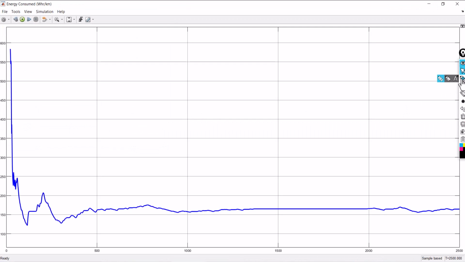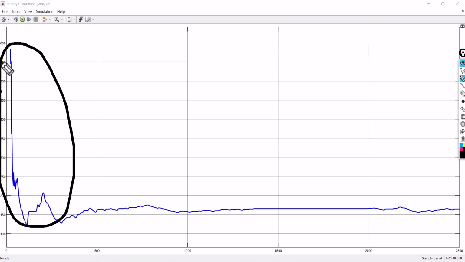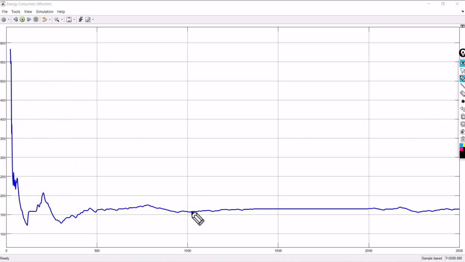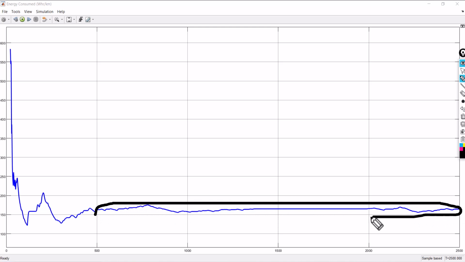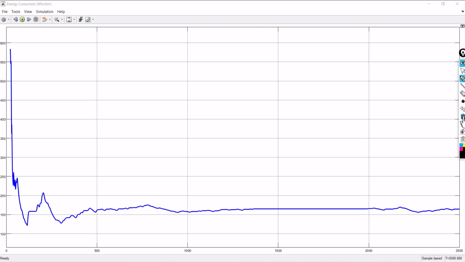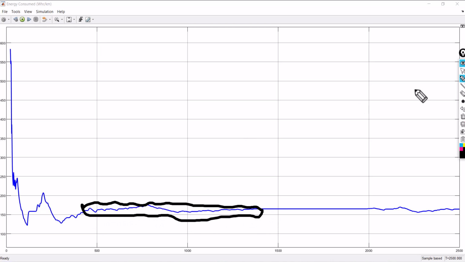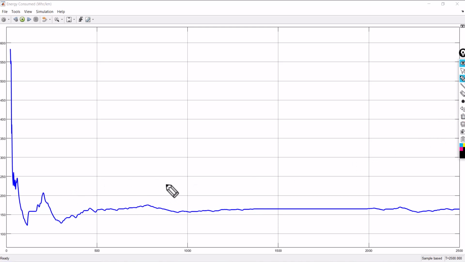Always the initial energy consumption will be very high. Don't consider this initial energy consumption. Instead, see, somewhere it is settled. After some period of time, the energy consumption will be settled. So I'm taking this value. Of course, this is an energy consumption, even though it is a variable one, you can fix it as a constant value. As of now, I'm fixing it at 160 watt hour per kilometer.